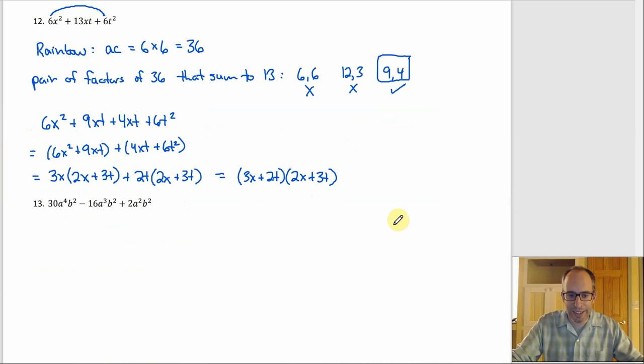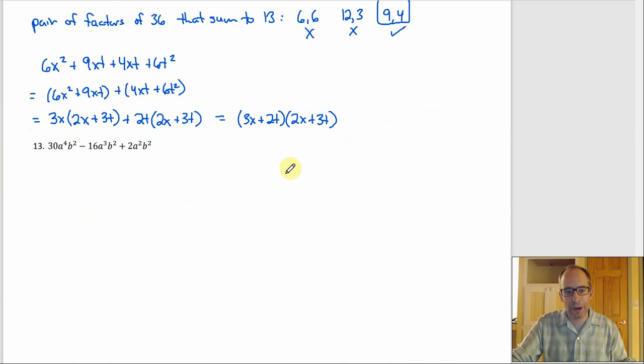All right, next, 13. 13 has got things that we can factor out, it looks like. So if we look at what we've got there, we've got all terms that are even, or all coefficients that are even, right? 30, 16, 2. And then you look at the powers of a and the powers of b, you go, wait a minute. All the b's are b squareds. And then a's are a squared and up. So we can factor a greatest common factor out of this.